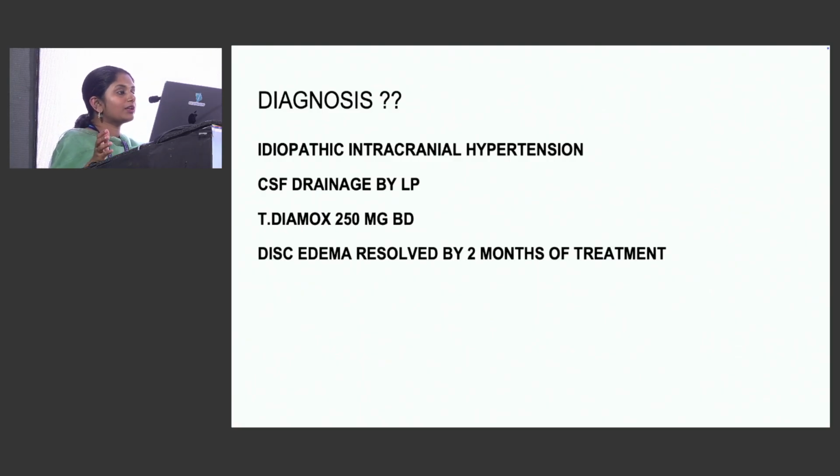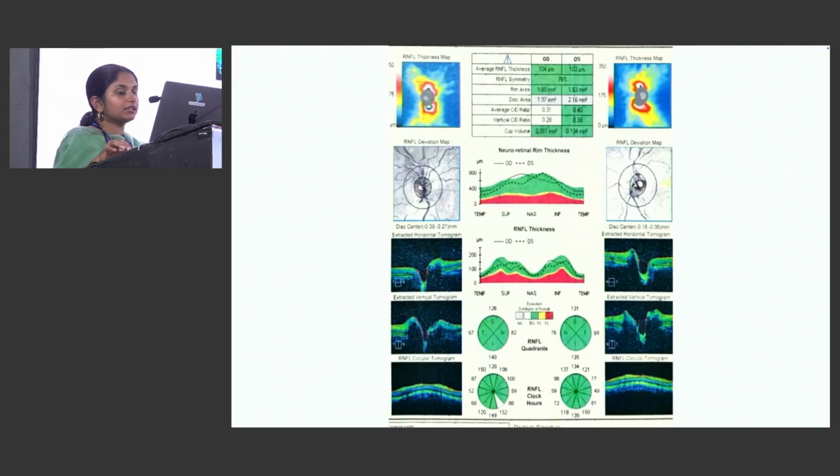And see how we manage it. It's by CSF drainage by LP. Tab Diamox 250 mg BD was started, and the patient was followed consecutively, and disc edema was resolved by 2 months of treatment, which we can see in the OCT also, that peripapillary RNFL thickening has reduced.